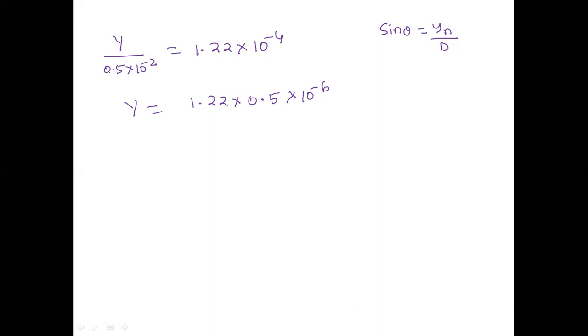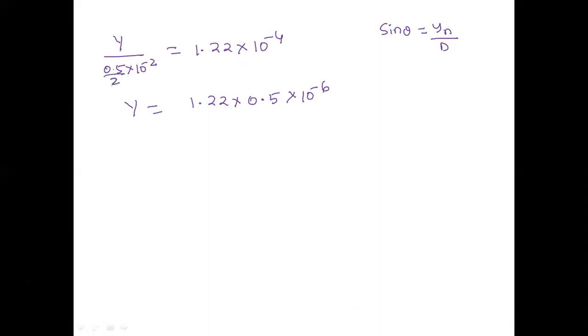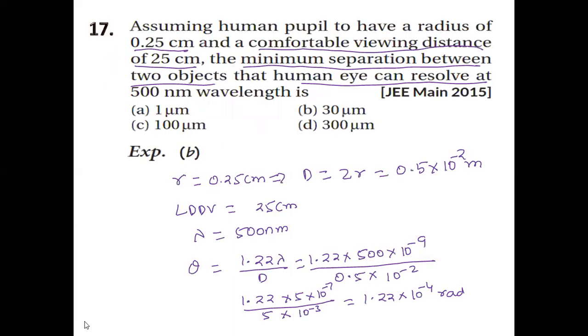Actually, here they gave the radius, so we should write it as 1.22 by 2, that is 0.61 into 0.5 into 10 power minus 6 meters. Approximately 0.3 micrometers.